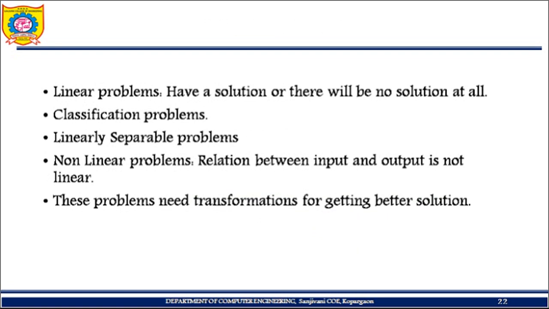Further, they have linear problems. We can solve linear problems using AI. Linear problem means what? Either they will have a solution or they will not have a solution at all. Problems based on linear equations, and classification problems, for example, whether it belongs to this class or that class. These are linearly separable problems. And non-linear problems, in this case, the relation between input and output is not linear. These problems need transformations to get better solutions. So you can solve linear problems as well as non-linear problems using AI.